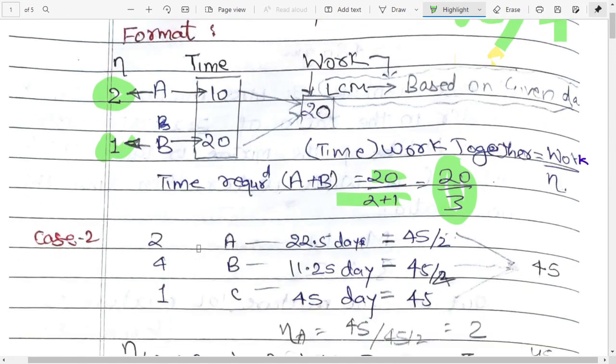So going ahead with the next type, these are only concepts. We are not solving any questions here. We have already made a few questions related to each and every type, which I will discuss later once I have completed all the cases.